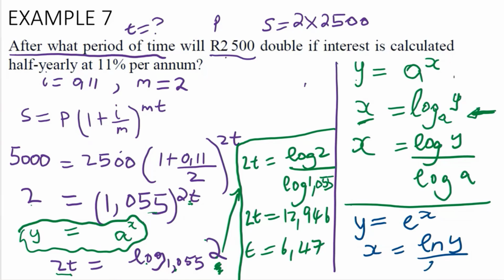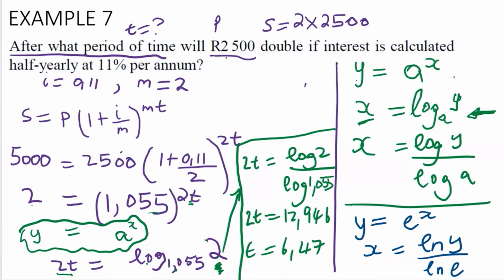Is it ln e? I think it's ln e, if I'm correct. Let me just remember the natural log. Why am I making a mistake here?